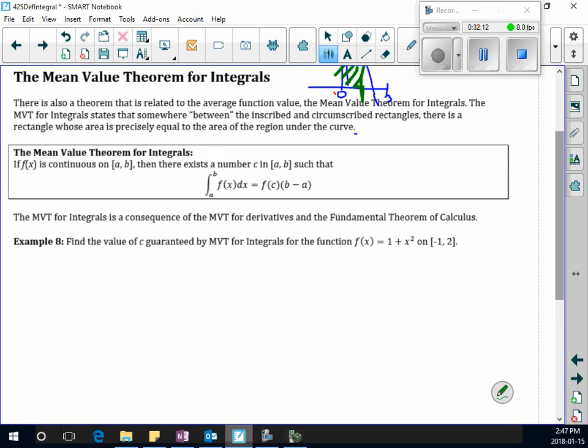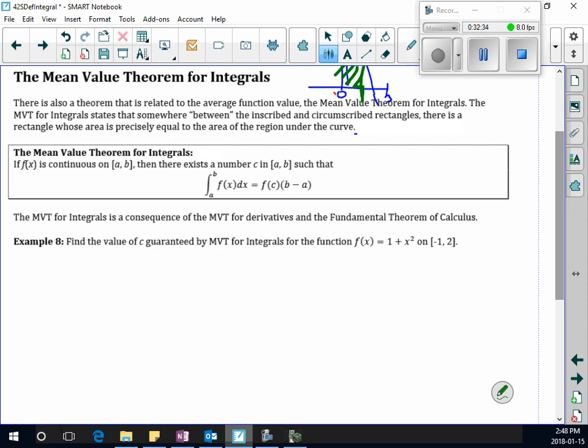The MVT for integrals is a consequence of the MVT for derivatives and the fundamental theorem of calculus, which we haven't learned yet, but we are going to be pretty soon. Find the value c guaranteed by the MVT for integrals of f of x equals 1 plus x squared on negative 1 to 2.